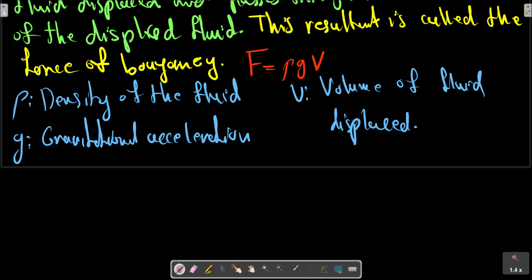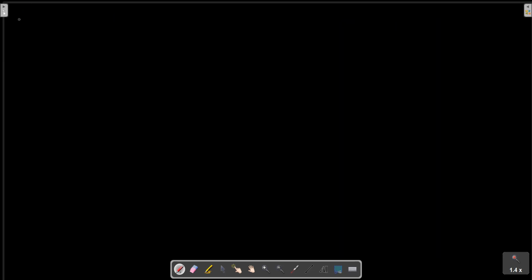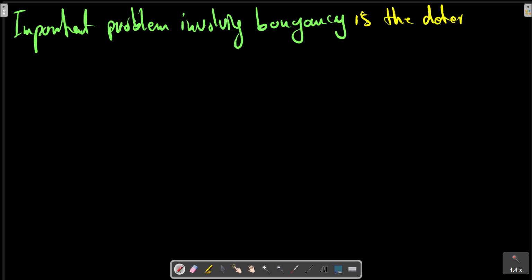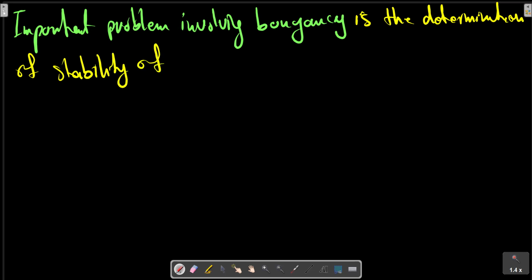An important problem involving buoyancy is the determination of the stability of a floating object. Stability of floating objects.